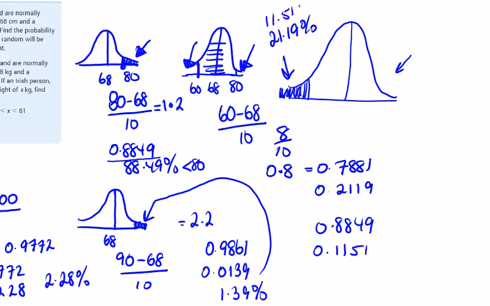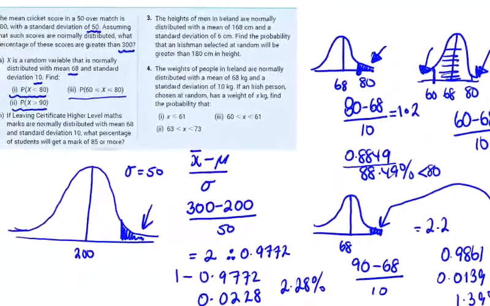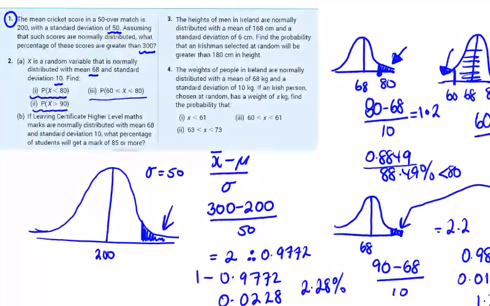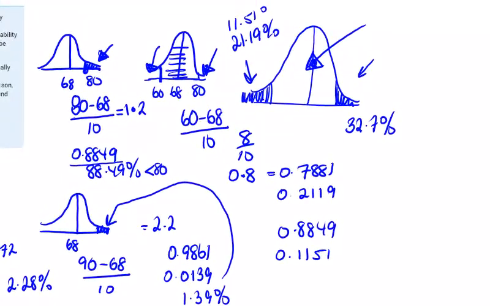So that's going to give 32.7% inside this section in here. And were we asked for it in a particular format? Just the probability that x is between 60 and 80. The probability is 32.7%.